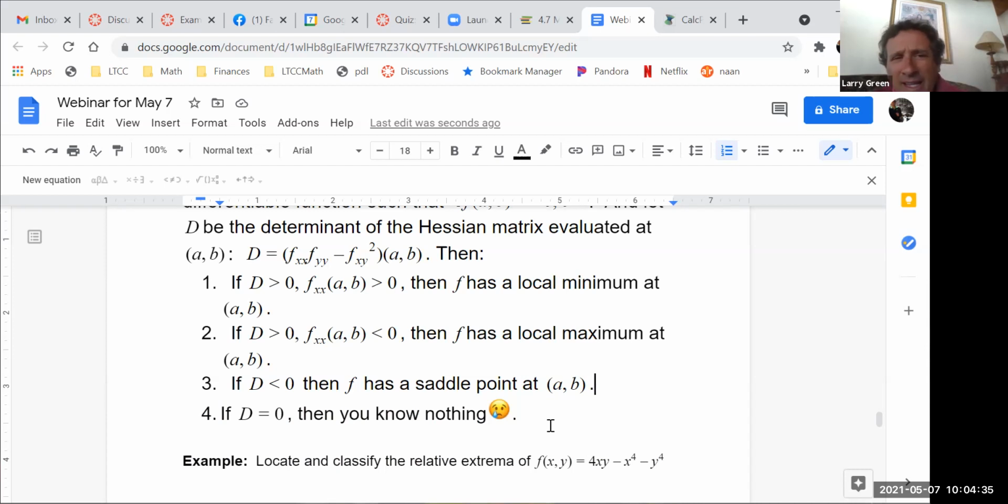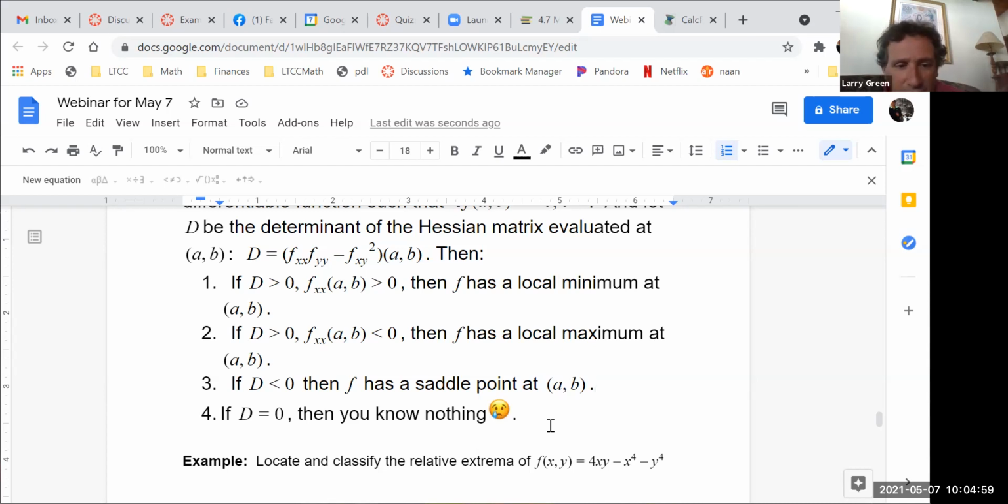Do you remember that in first quarter calculus for the second derivative test? If the second derivative was 0, you're out of luck. I don't know if you remembered that, but that was the truth. Okay, so here's how this works. Any questions on this idea? On this theorem? There's a big theorem. A lot of details.